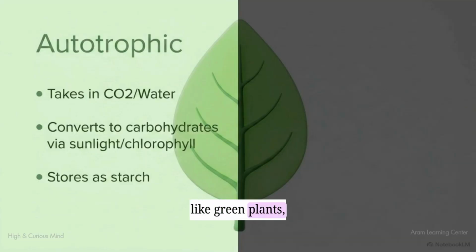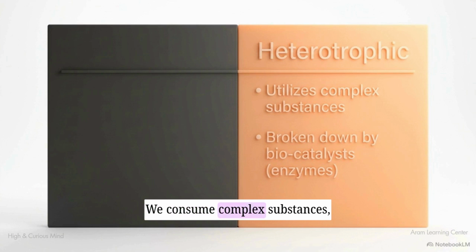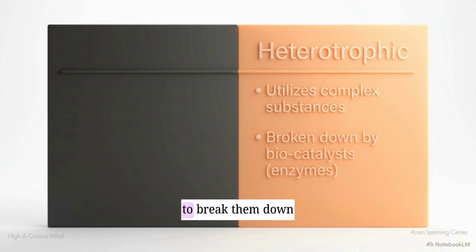Autotrophs, like green plants, take in simple inorganic materials, carbon dioxide and water, and use sunlight and chlorophyll to convert them into carbohydrates, storing the excess as starch. Heterotrophs, like animals and fungi, take a different route. We consume complex substances and rely on biological catalysts, called enzymes, to break them down into simpler, usable pieces.